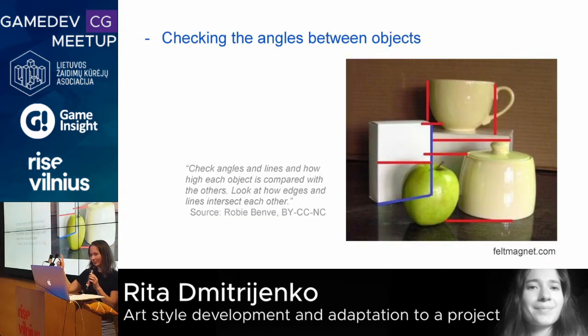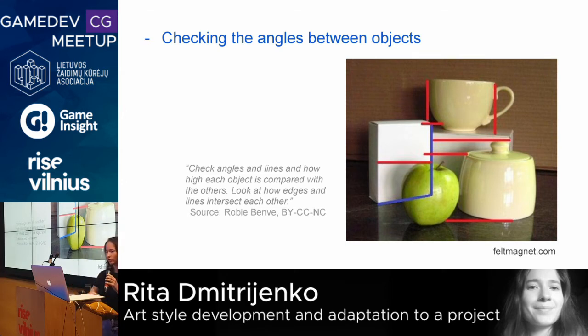Tool number 3, checking the angles between objects, and this is a huge one. So remember when you were drawing that leg and it looked weird and you didn't have the artistic skill to actually check how I can fix it? So this one, you can check by checking the object's relation to other objects.